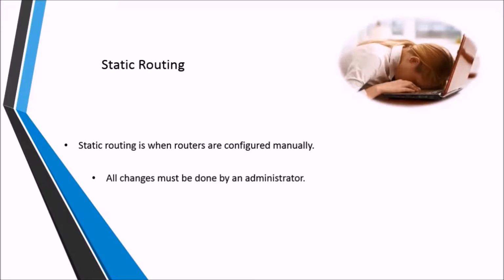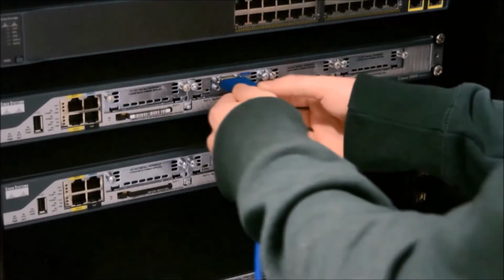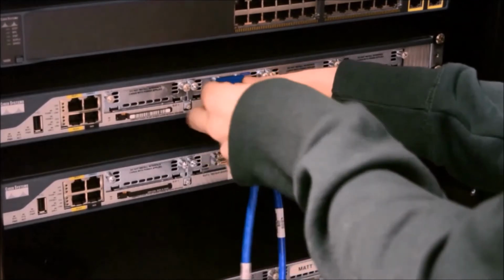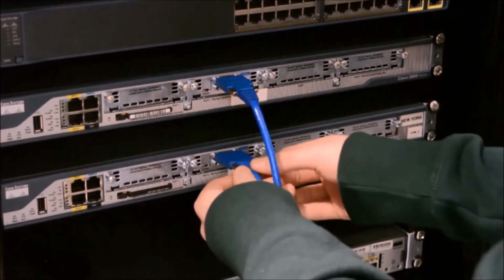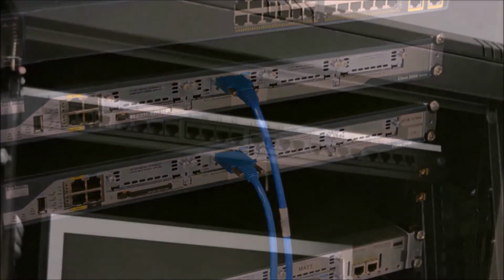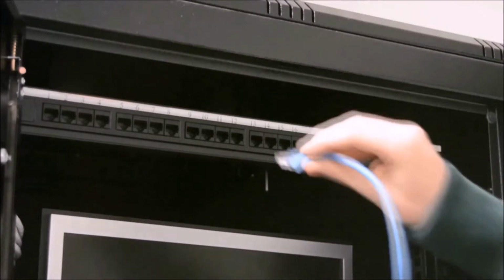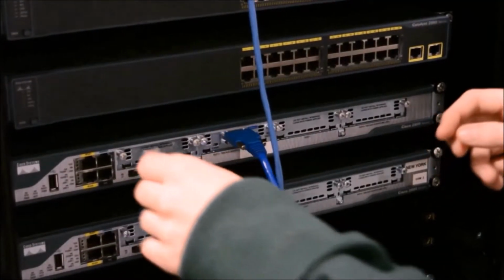Okay, let's set up our network. As the hands are showing you now, first we need to connect a serial cable from one router to the next. Once this is done, you need to connect a console cable from your router to your end device. In this instance, it goes from the router to a patch panel, and that patch panel then onto a laptop where we will configure the routers from.